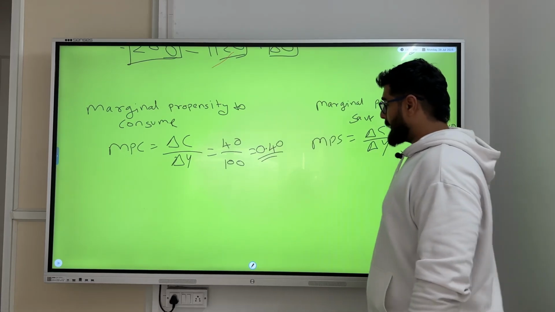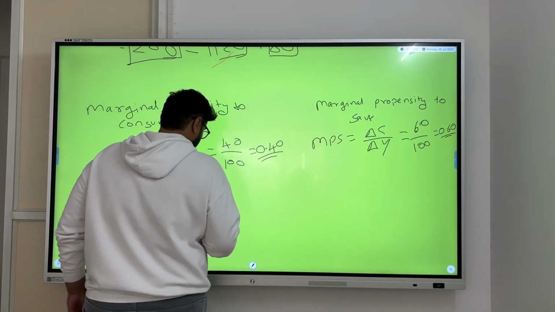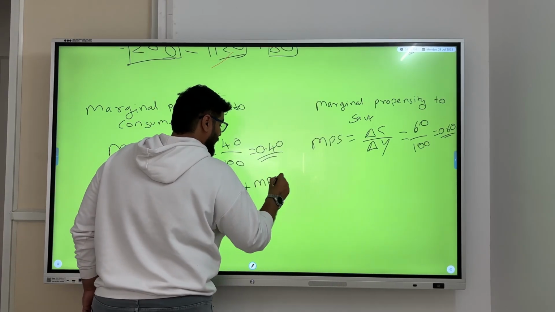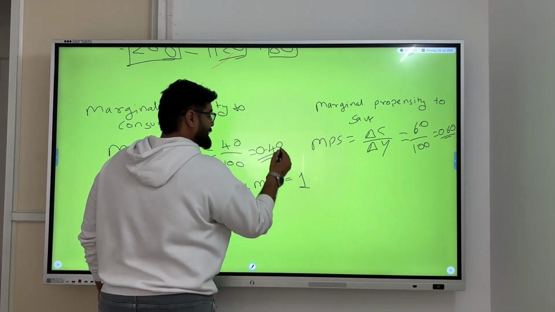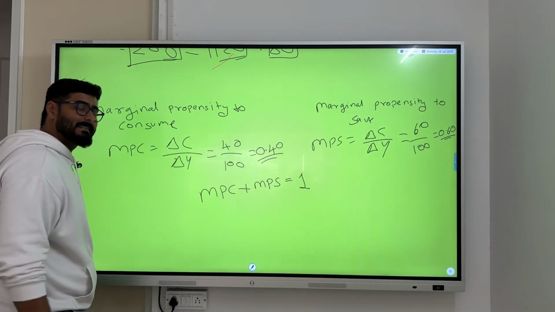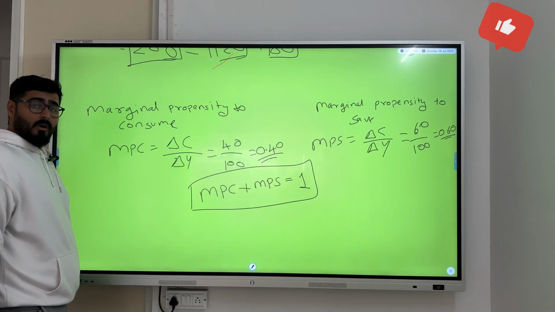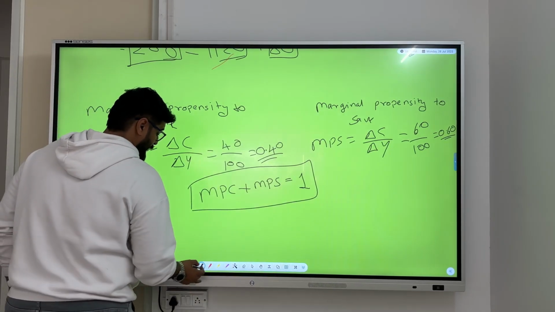0.6. Okay. Now if we see one thing, MPC plus MPS is equal to 1. 0.4 plus 0.6 is 1. Okay, this is a very important keynote to be remembered. I hope this is clear to all of you.